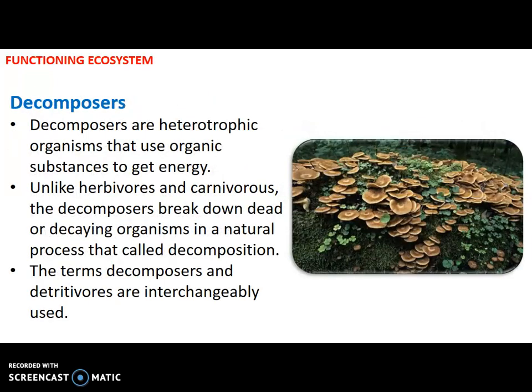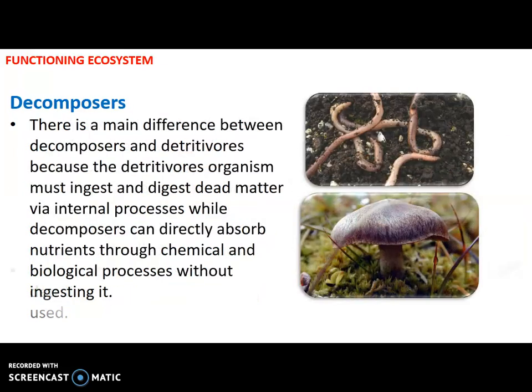And then the decomposers are another level in the trophic level. The decomposers are heterotrophic too, because they have the ability to break down organic substances to get energy. They break down dead or decaying substances through the process we call decomposition. In this process, they obtain their own energy. The decomposers, we also call them the detritivores. Examples of detritivores or decomposers are the earthworm and the fungi. These are all decomposers or detritivores.